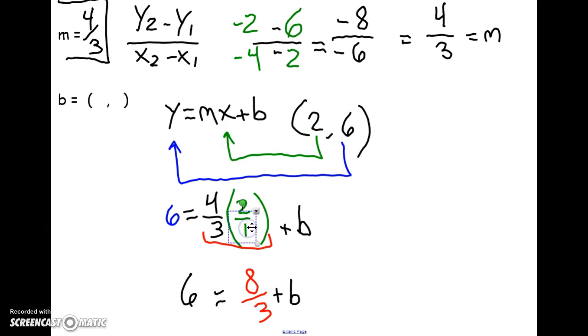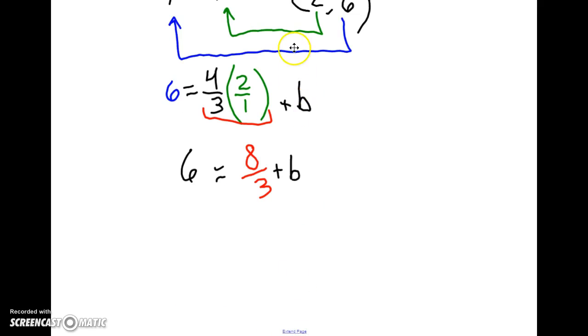work. All right, and now originally, this 2 that we plugged in for the x was just a 2, but we made it a 2 over 1, so when I multiply my fractions straight across, right, 4 times 2 gives me this 8, 3 times 1 gives me this 3, okay? So we have right now that 6 is equal to an 8 divided by 3 plus a b. So what we're going to need to do here is finish off doing some fraction work to figure out how I can get b by itself.